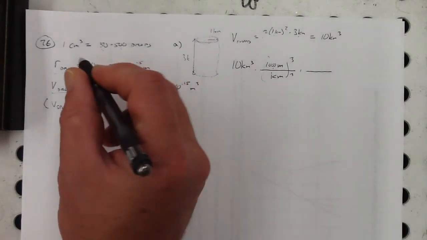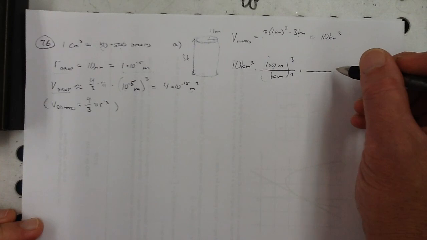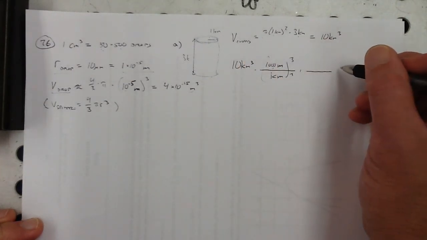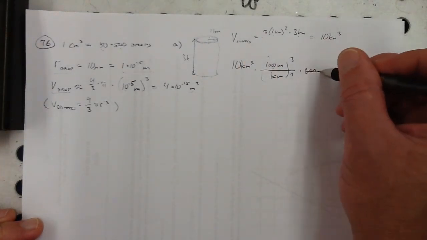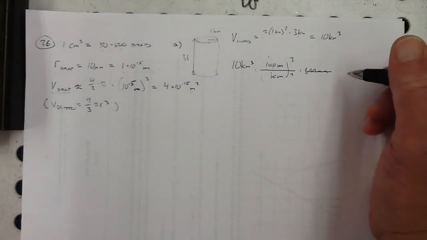Yeah, I think I can go straight to this, can't I? What do they want to know, the number of drops? No, they want to know how many cubic meters of water. Oh, so I'm already there. Right, so I don't know, why am I fussing with this? So how many cubic meters of water are there? I think we're done with part A, aren't we?